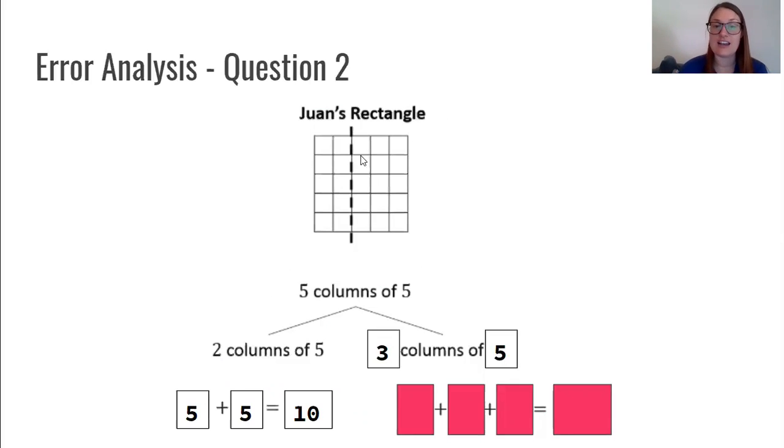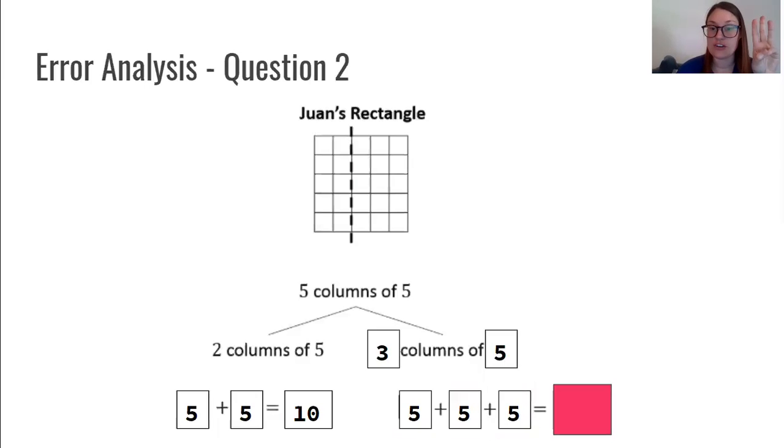Over on this side, we have 3 columns of 5. So what is the repeated addition going to look like for the other side of the array? Look at how many square tiles are in each column. How many little squares are in each column? Exactly. There are 5 again. So 5 in the first column, 5 in the second column, 5 in the third column. You can skip count to get your answer.